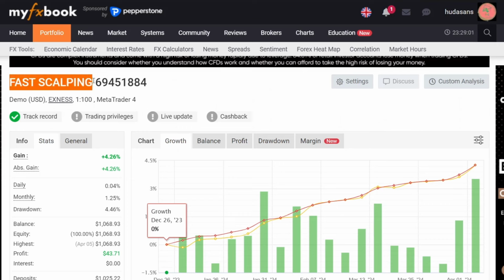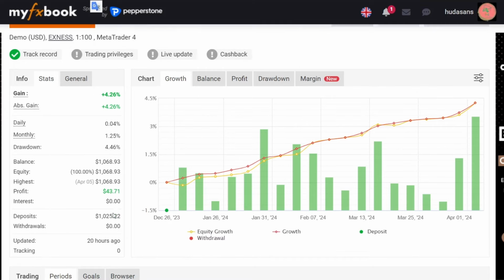Hello, traders. On this occasion, I will review the results of the Fast Scalper Expert Advisor Forward Test that I have been running for several months. It was recorded that from initial capital of $1,025, the profit generated was around $43, or positive profit growth of 4.26%. The drawdown that occurred was also almost the same, namely 4.46%.